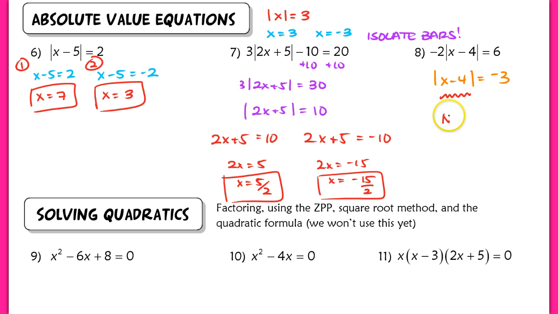So this actually has no solution. There is no possible value that you can plug in for x that, once you plug that in, you'll get a negative 3 after you take the absolute value.